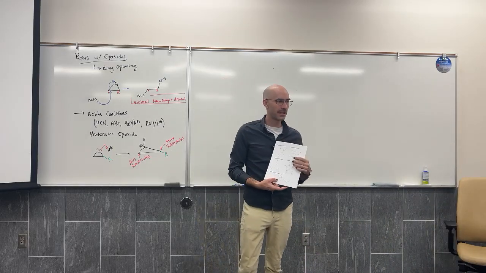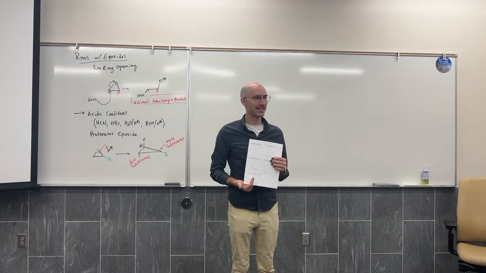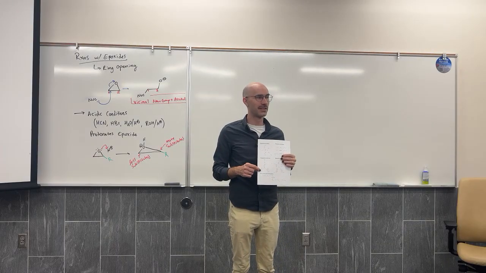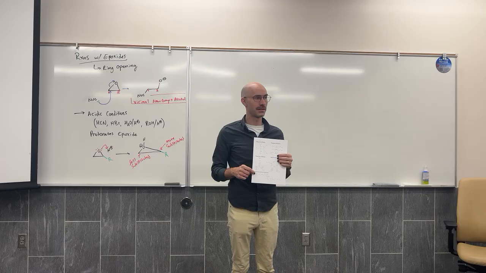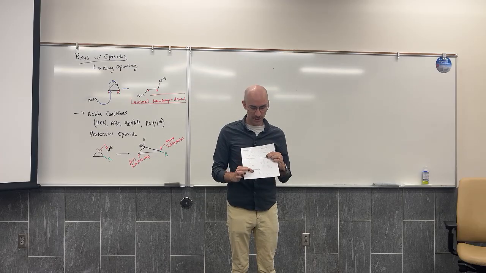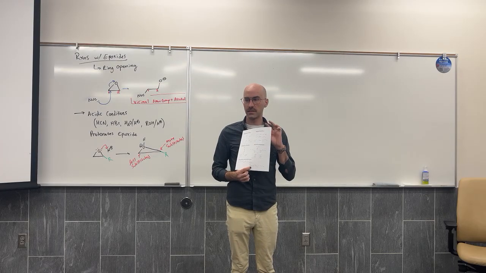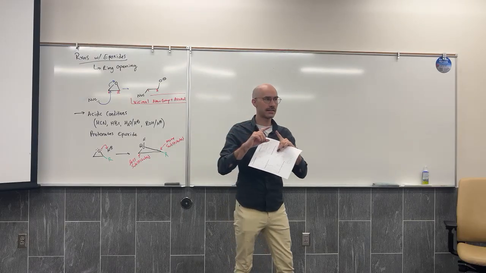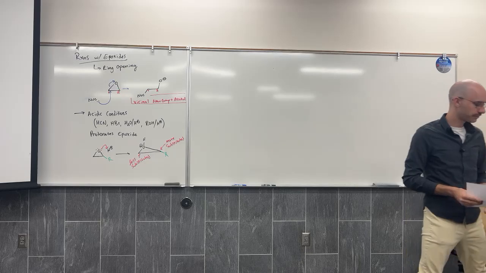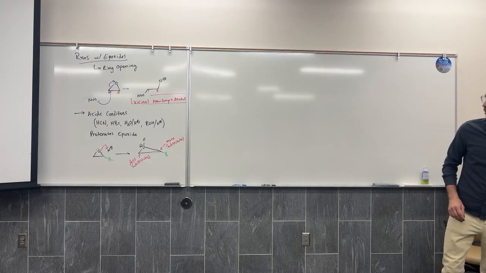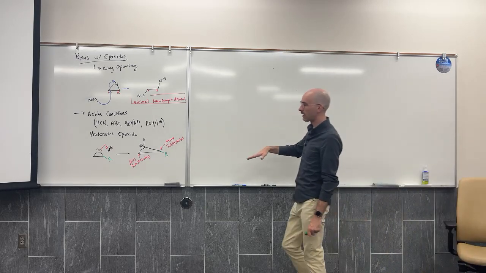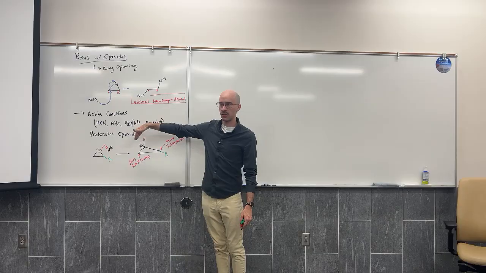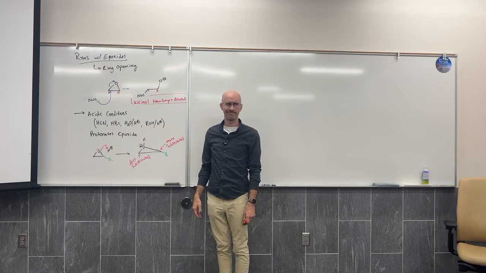Justice, I think that question you asked was great. Why is it sometimes it attacks more substituted and less substituted? What is that regiochemistry? In the acidic conditions, notice how I have this in the diagram. The epoxide is lopsided. It's not a little isosceles triangle anymore. It elongates the bond length to the more substituted carbon.